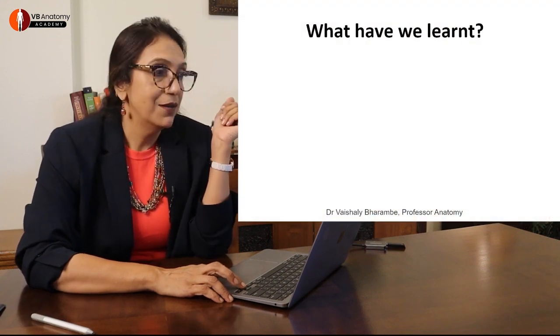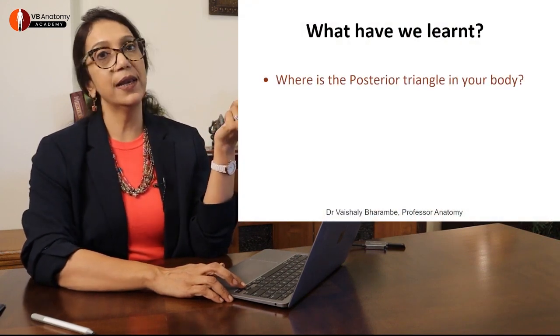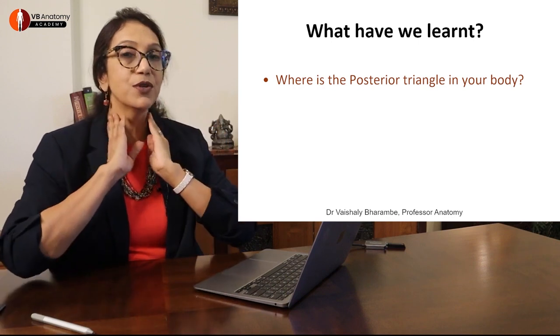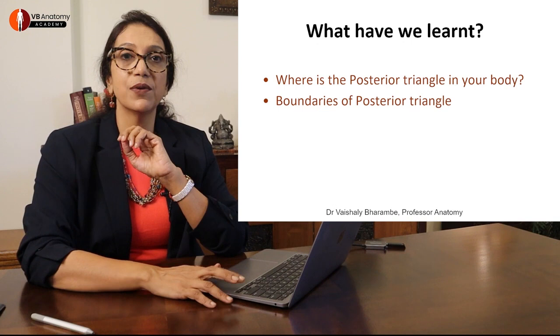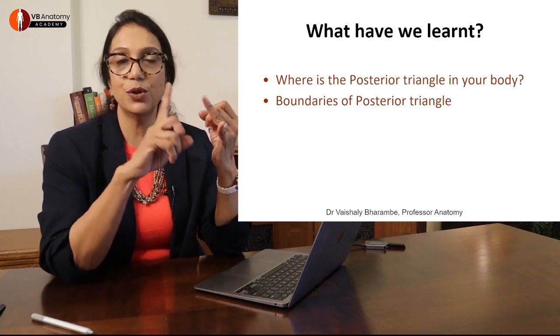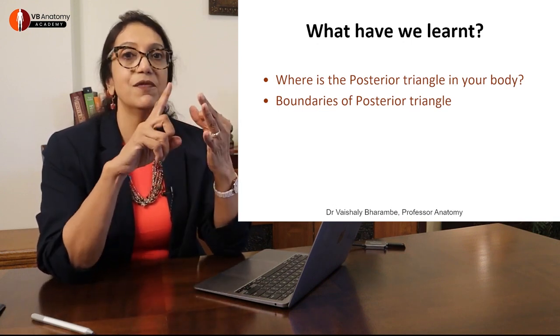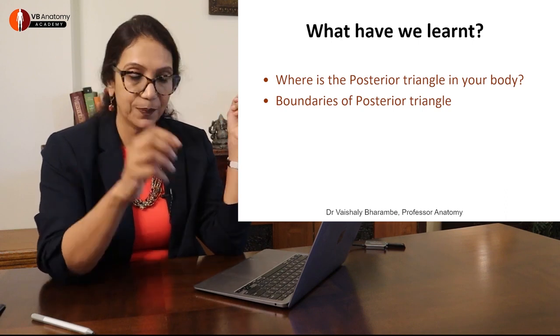Right. So, what have we learned? We've learned where the posterior triangle is in our body. So, here is my posterior triangle. Where is yours? Okay. We've also learned the boundaries. Anteriorly sternocleidomastoid, posteriorly trapezius, inferiorly middle 1/3 of clavicle.